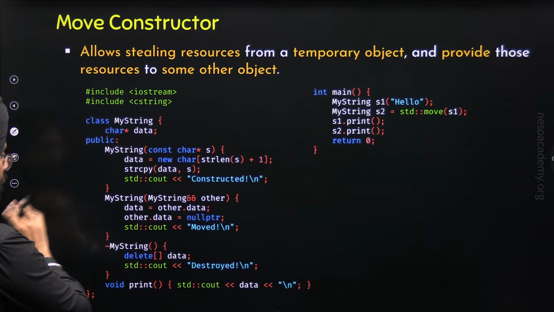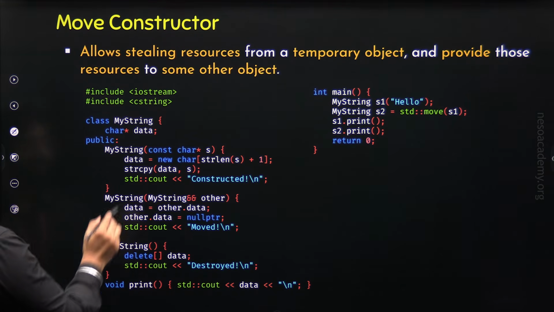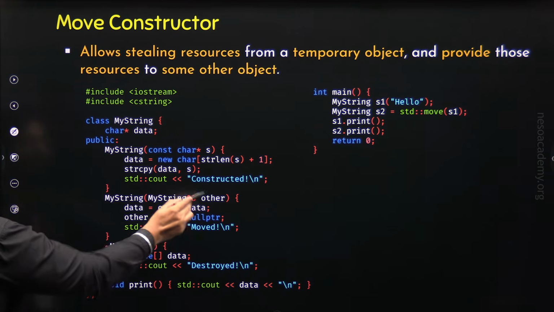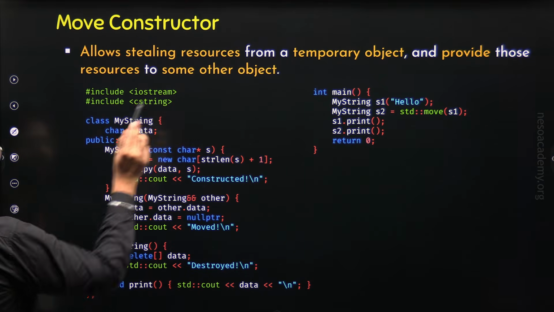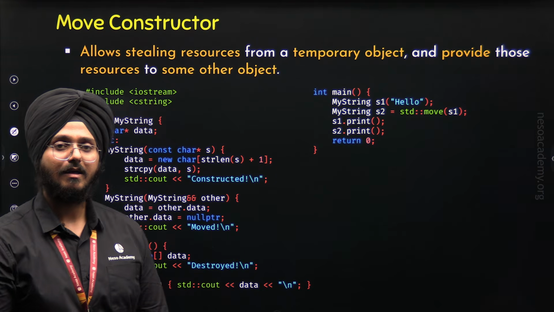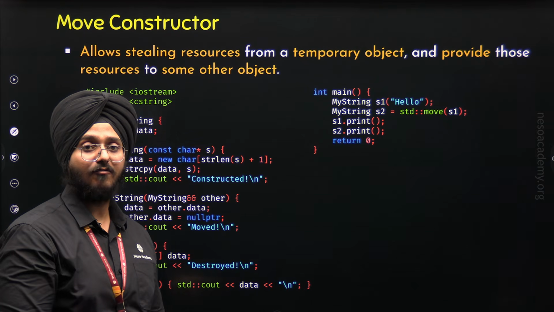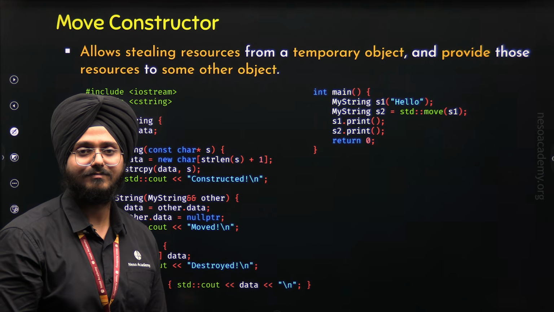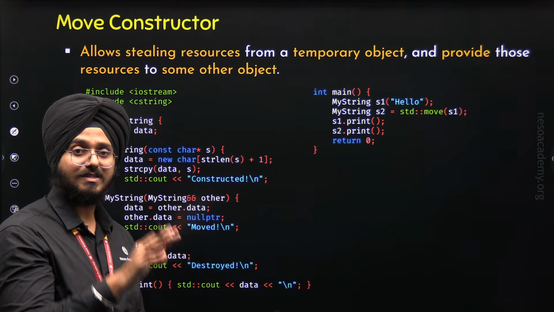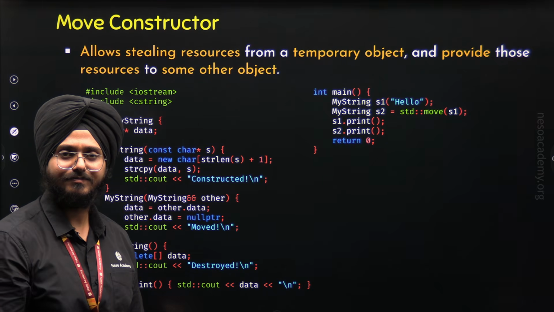Let's understand these lines one by one. Here we have data equals other.data. This is the same as S2.data equals S1.data. Other is the reference to S1, and S2 has invoked this constructor. That is why we have S2.data equals S1.data. This means S2.data is also pointing to the same array which is pointed by S1.data. This is what it means. So now both the pointers are pointing to the same array with the string hello. I hope this is clear to you.